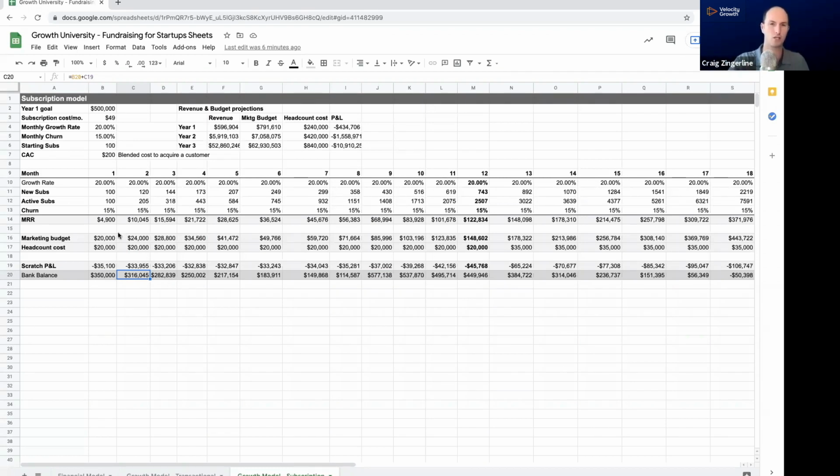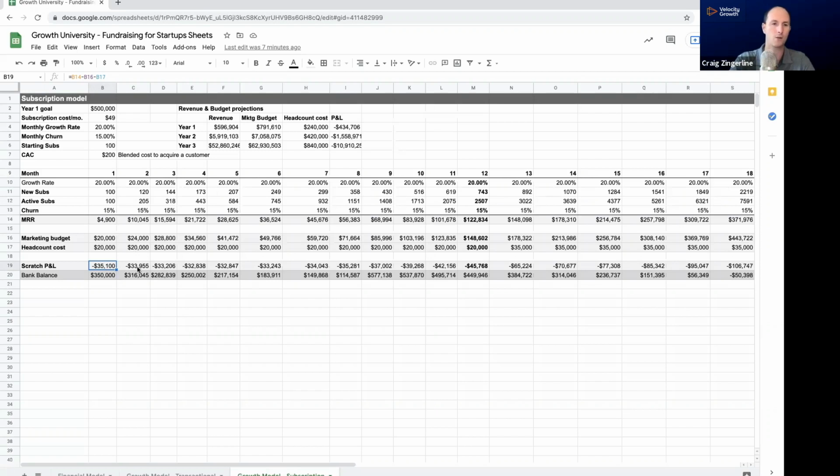In fact, if you look at our scratch P&L, our burn rate is in the $35,000 a month range, which basically means that we don't run out of money as long as our funding stays solid, which it is so far. Again, we're more than halfway committed on this deal.